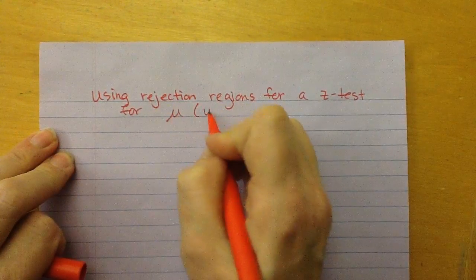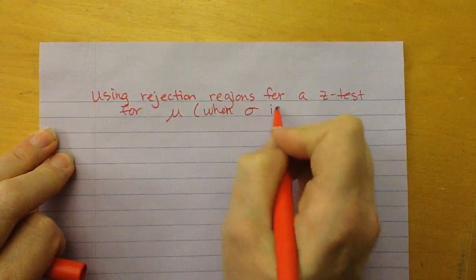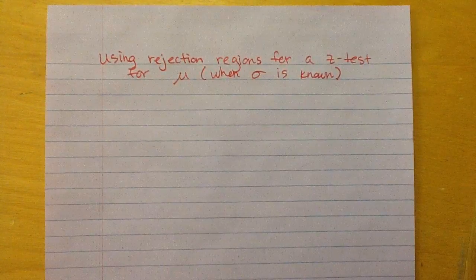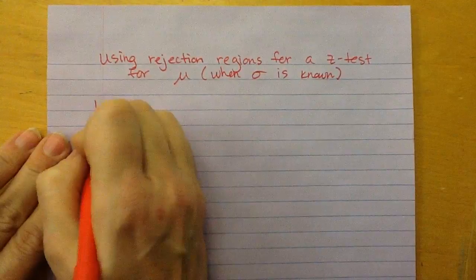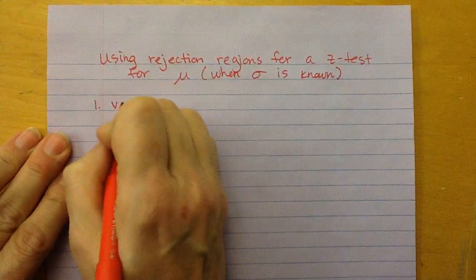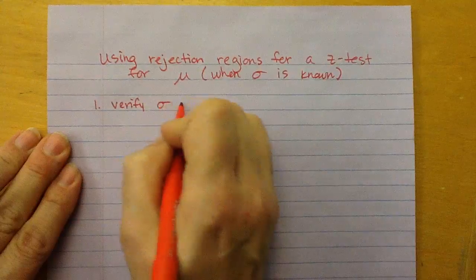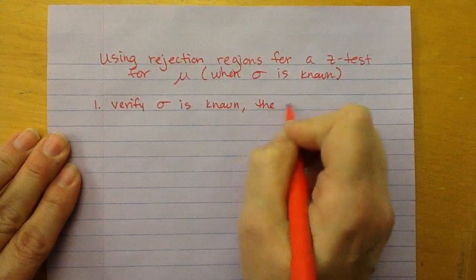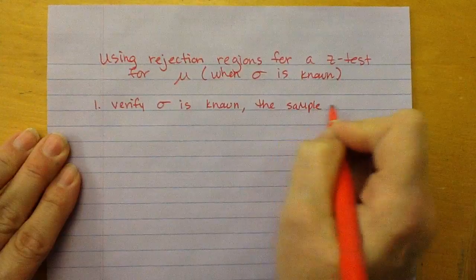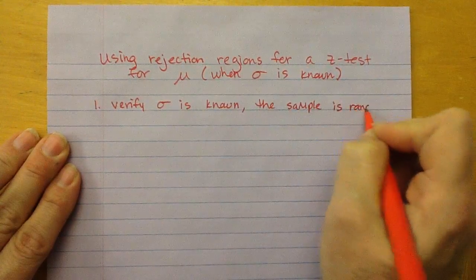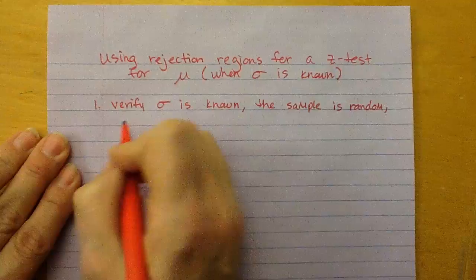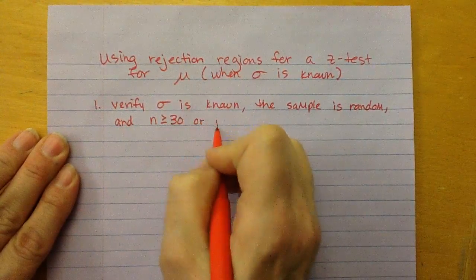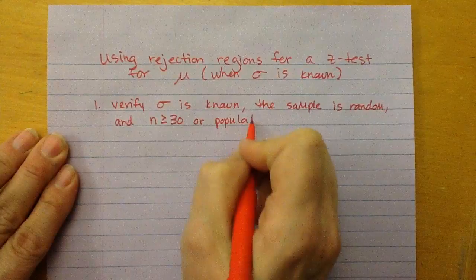Remember that this is when sigma is known. Step 1, we still have to verify that sigma is known, the sample is random, and either n is greater than or equal to 30 or the population is normally distributed.